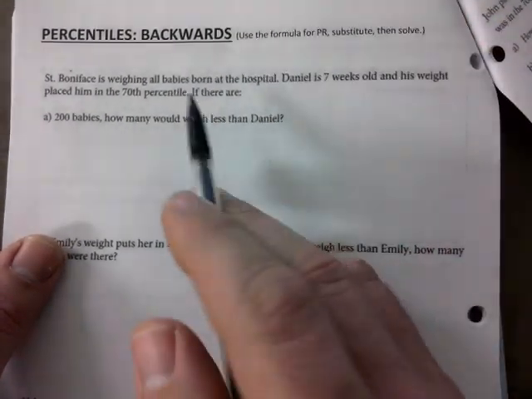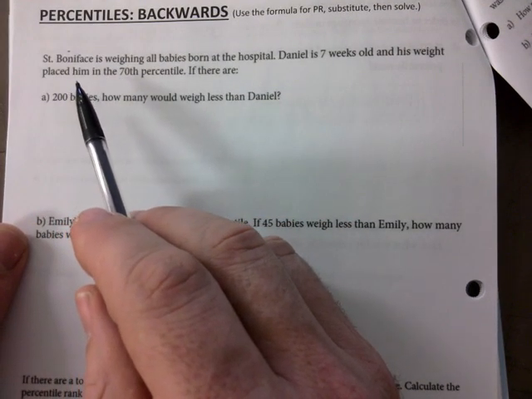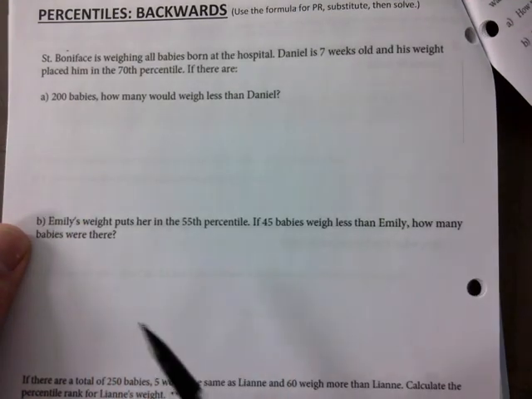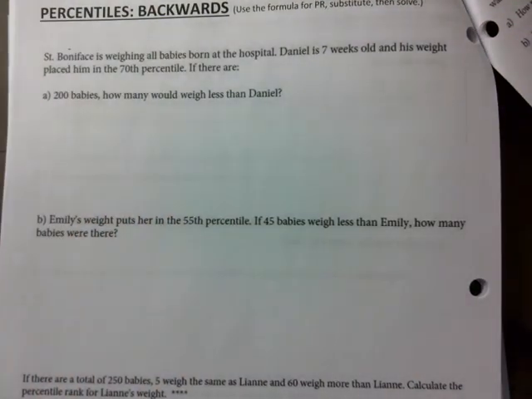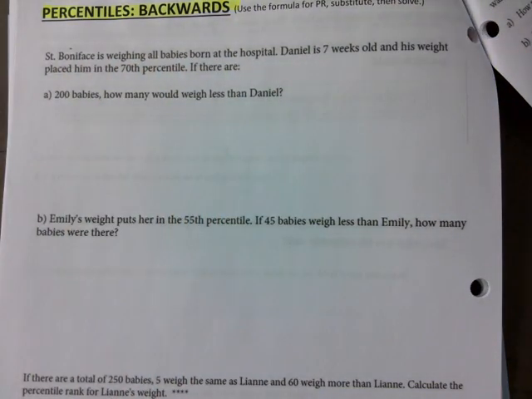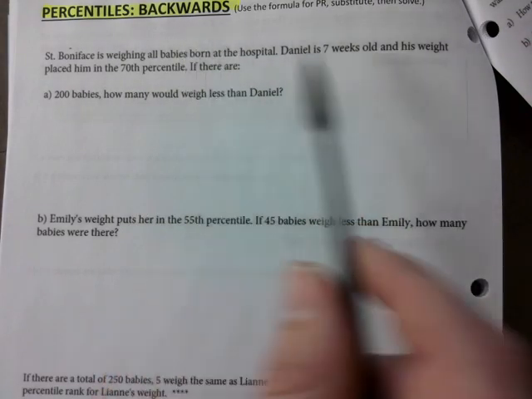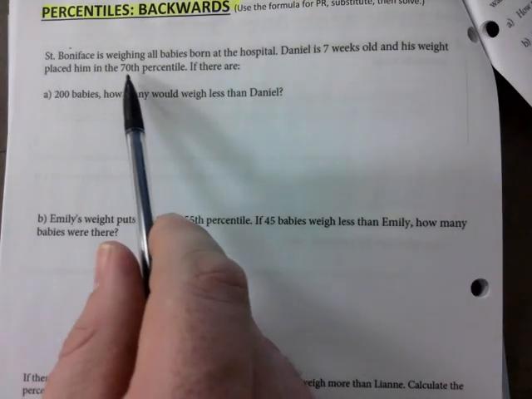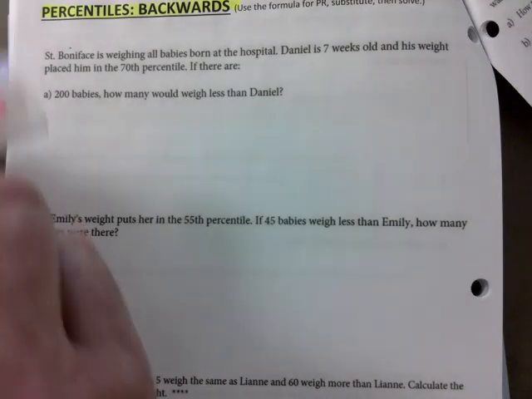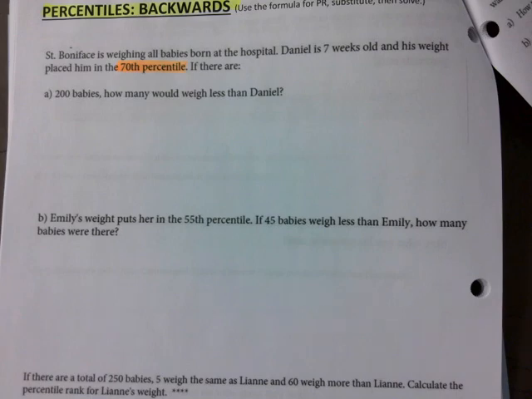Okay. So let's do this one here. I have a feeling that you could probably even do this without me doing the lesson, but I will just show you so you have it in your notes, okay? I'm just going to highlight the title so that you can tell we covered it. St. Boniface is weighing all babies born at the hospital. Daniel is 7 weeks old. This is on page 61. And his weight placed him in the 70th percentile, right?